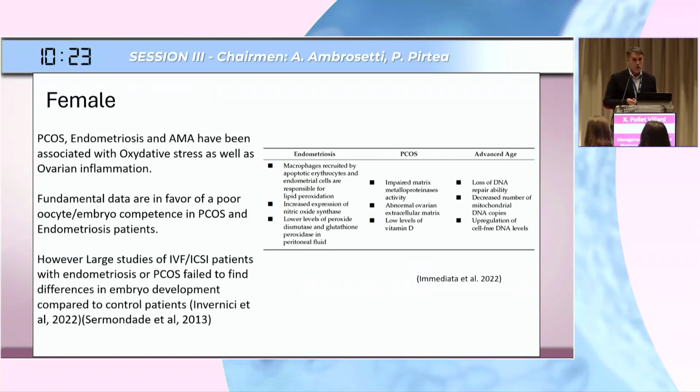In the female, if you look at the fundamental data, PCOS patients, endometriosis patients, advanced maternal age patients have been associated with oxidative stress as well as with ovarian inflammation. And these fundamental data are in favor of poor oocyte or embryo competence in these patients. So if you read the fundamental data, you end up telling yourself, my God, how is it possible that we have embryos? But if you look at large studies of IVF or ICSI patients with endometriosis or PCOS, these studies fail to find any differences in embryo development compared to control patients.